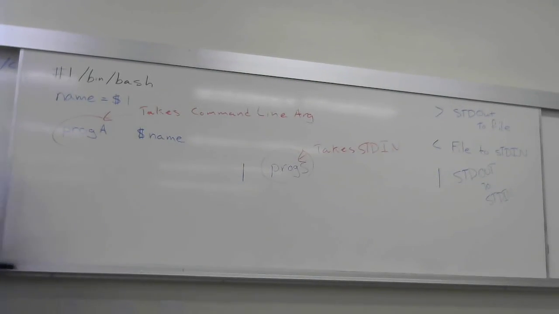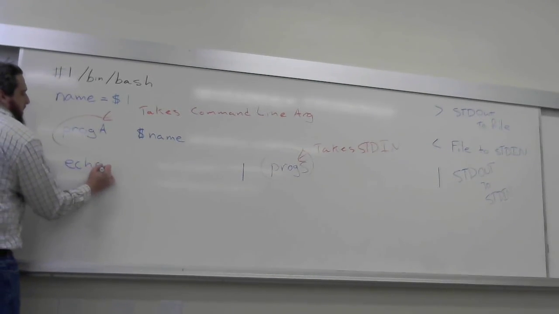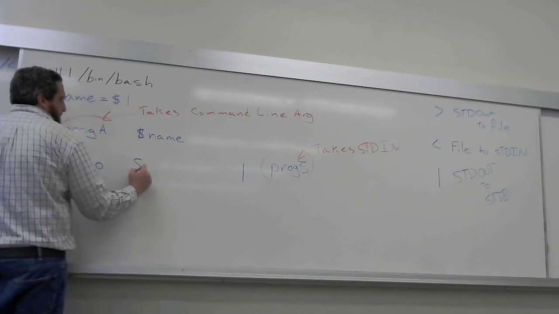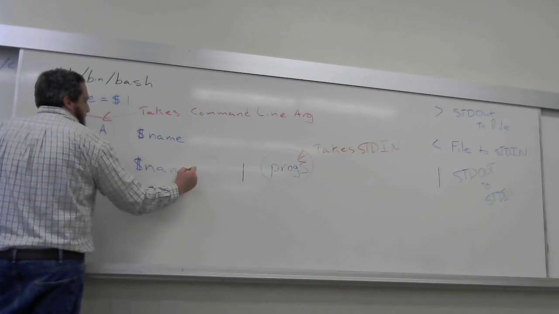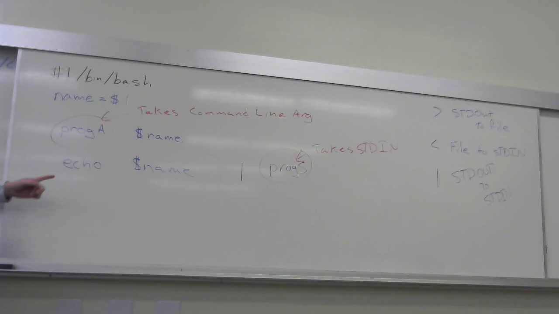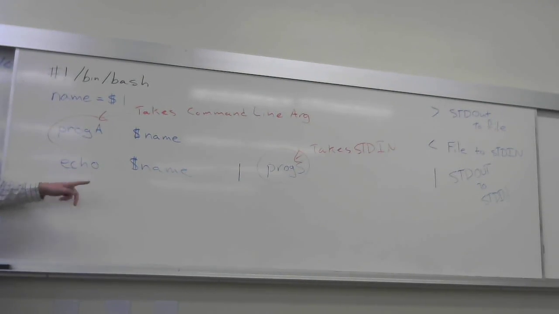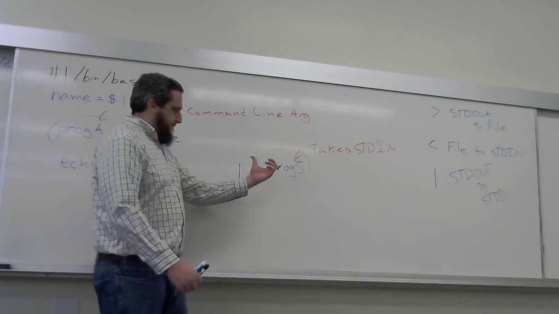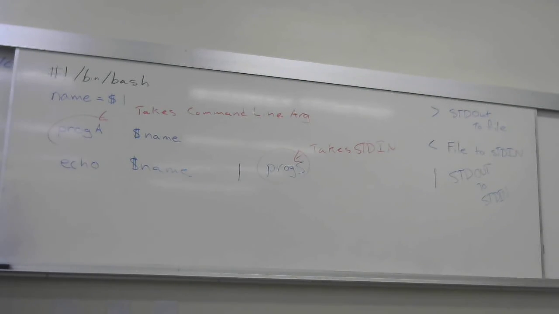Echo. What does echo do for us? Echo is a program that takes a command line argument and puts it on standard out. So if you have a variable, for example, name, and you want to take that variable and put it into the standard in of a program, you need to have a program that will echo it out for you. Like so. So that's going to echo the name into prog S.